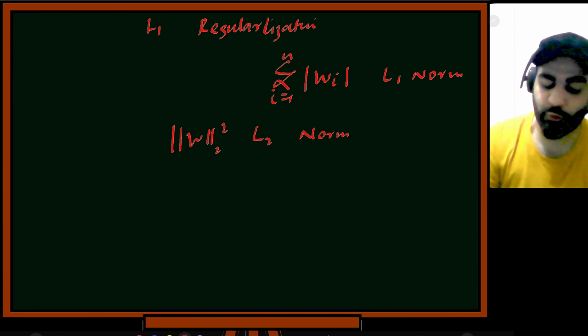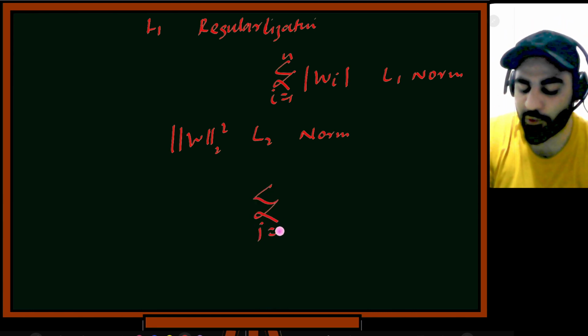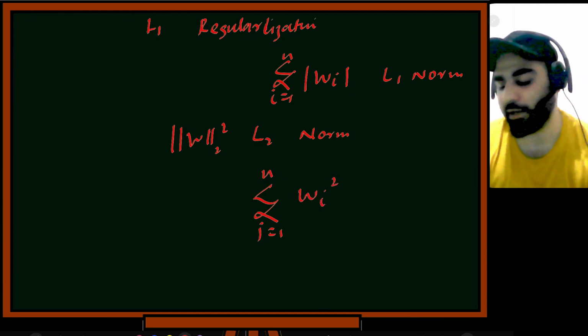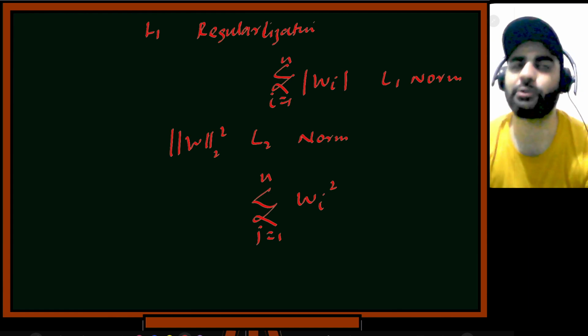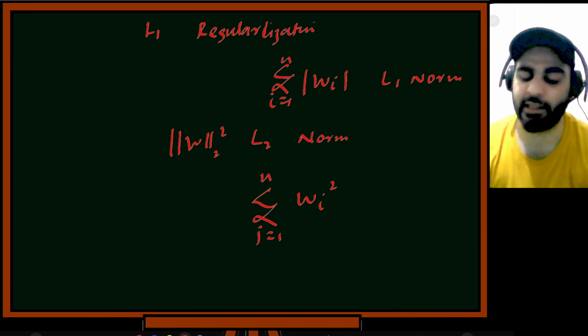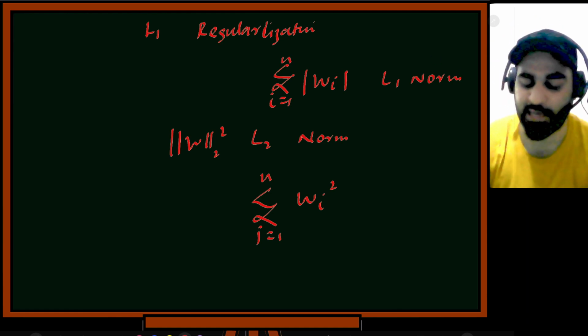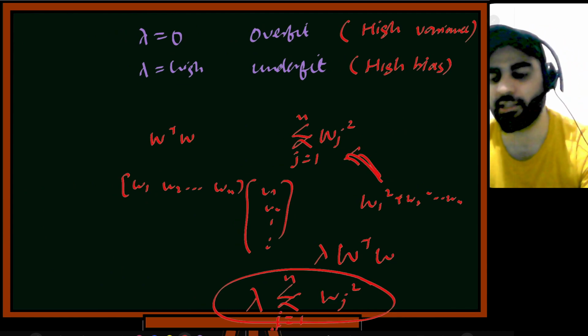In the L2 norm, you square the thing: you compute the summation of i equal to 1 to n of Wi whole square. In the L1 norm you just compute the absolute value and keep on adding. This is called the L1 norm. You can just add this L1 norm over here. So is it clear?